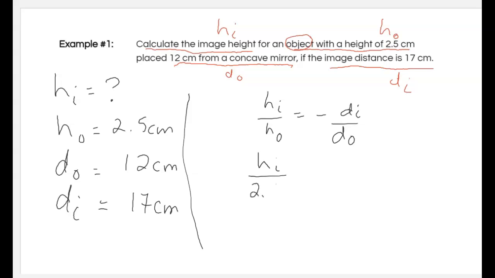So HI is my unknown, but I'm going to substitute in all of the other information here. I have 2.5 centimeters, negative DI is 17 centimeters over DO, which is 12 centimeters. So now, since I am dividing HI by 2.5, to get rid of that 2.5, I'm going to need to multiply by it. And whatever I do to one side, I'm going to do to the other side. And that allows me to nicely see how those 2.5s will cancel out.